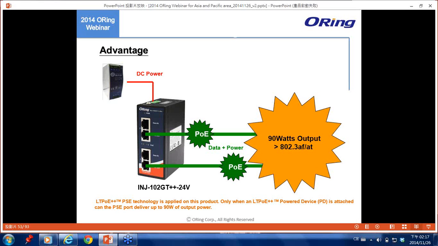As maybe you can see here from the picture, we have a total of 4 ports. That means we have 2 pairs of data in and the PoE out, and they can work together. But the maximum power output is still 90 watt, either you use 1 pair or 2 pair. That means the maximum will be 90 watt power output.